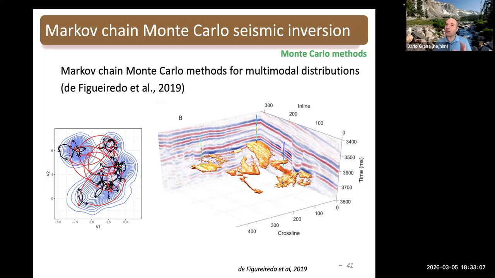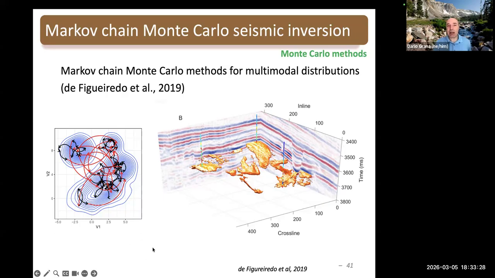There are some similarities between, for example, Markov chain Monte Carlo and ensemble Kalman filter or ensemble smoother. But here, let's imagine it as a sequential process where you generate a model, you decide if you want to take it or not, and if you take it, you're going to try to use this model and perturb it to get a better model.